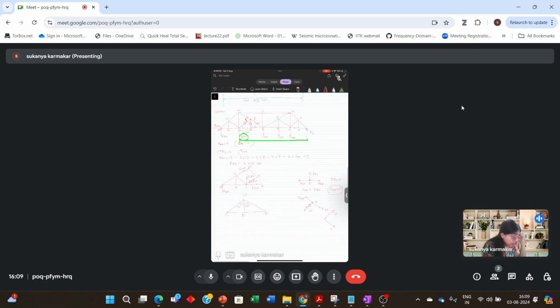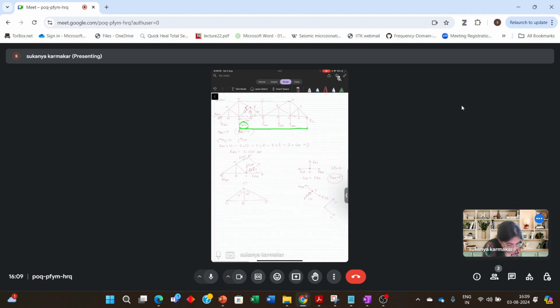Then the only three unknowns are FNM, FCM, and FCD. Then you take moment about point A and solve the question. Take moment about point A equal to 0, and let's take clockwise moment to be positive. RAB will not appear in the equation.